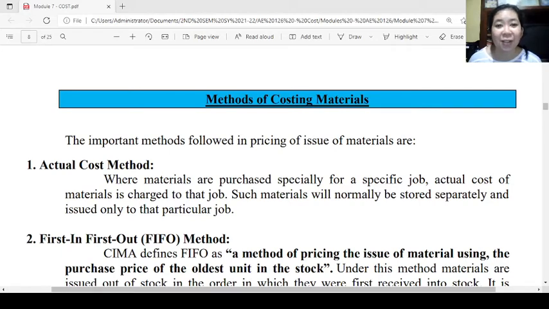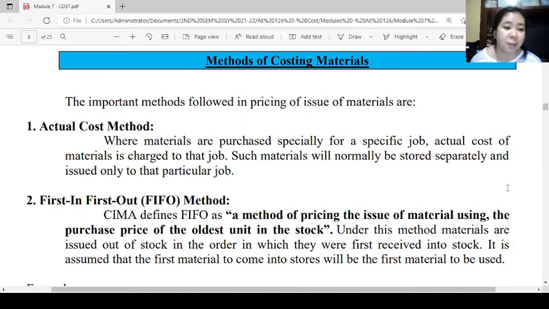This next video lecture is about our methods of costing materials. So we are still in module number 7 for accounting for materials cost. So the important methods followed in pricing of the issue of materials are the following. Okay, so first is the actual cost method.